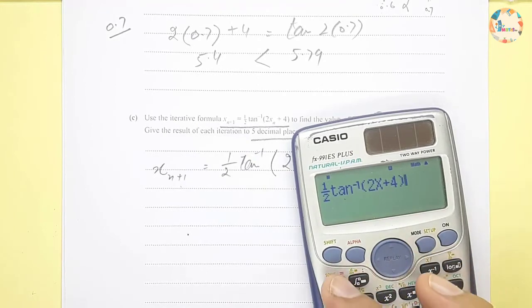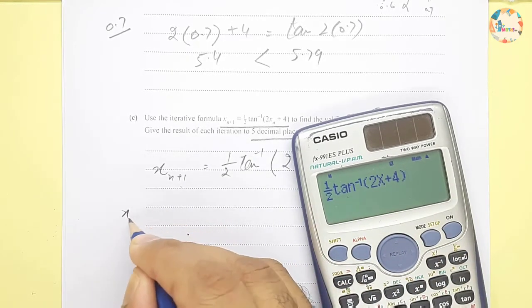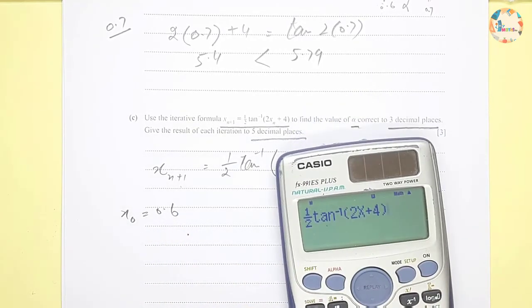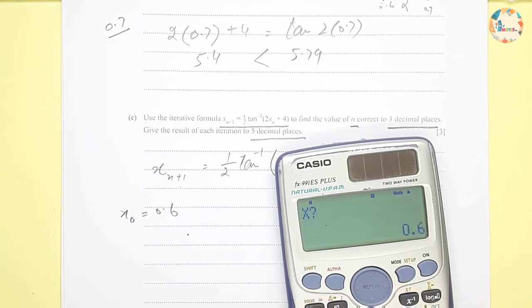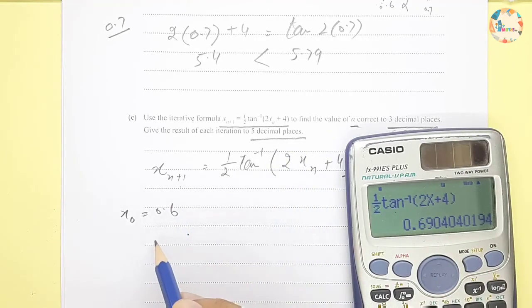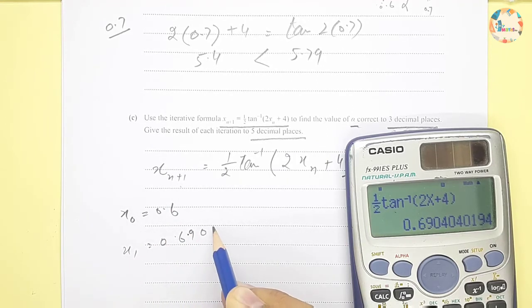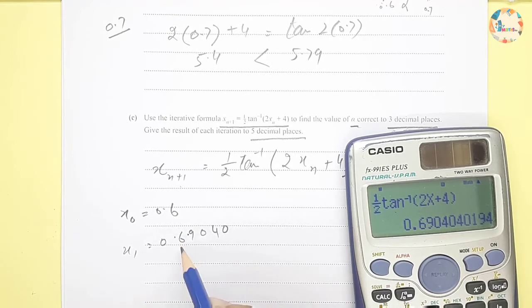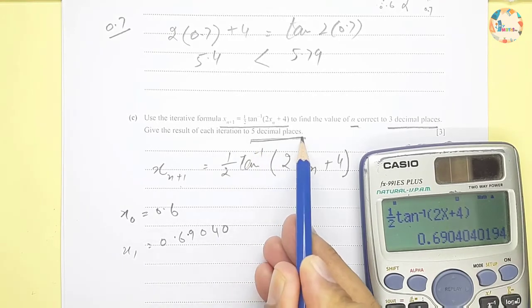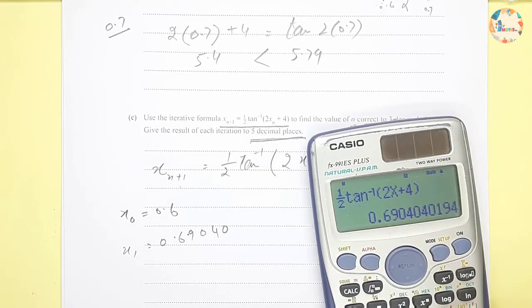We will press calculate. First we will be calculating x naught, which is for 0.6 value. So we will start with 0.6. So calculate for x is equal to 0.6. We will be giving 0.6 and equal to button. This will be 0. So x1 will be equal to 0.69040. We will be writing 5 decimal places. They are asking for 5 decimal places. So I have written 5 decimal places.